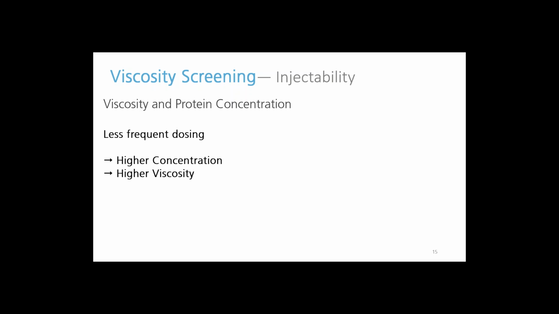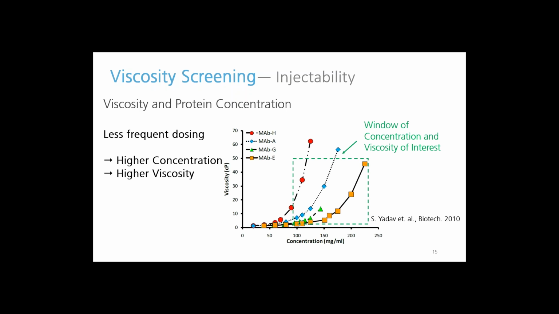Biopharmaceutical companies are trying to reduce the frequency of dosing. That's usually achieved by increasing the concentration of the active compounds or the proteins in the different formulations. That increasing concentration is going to lead to a higher viscosity. Now, on the figure on the right, you can see some very interesting behaviors. The first one, as I just mentioned, is that the increasing concentration for different proteins is going to lead to an almost exponential increase in viscosity.